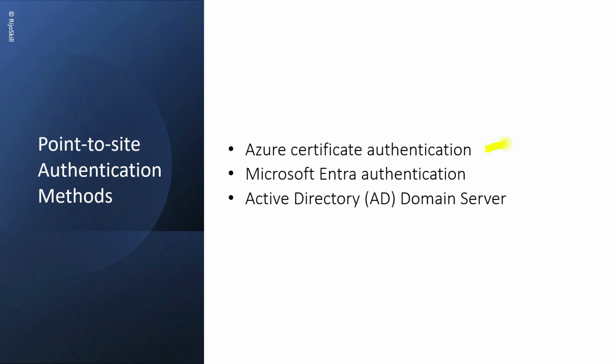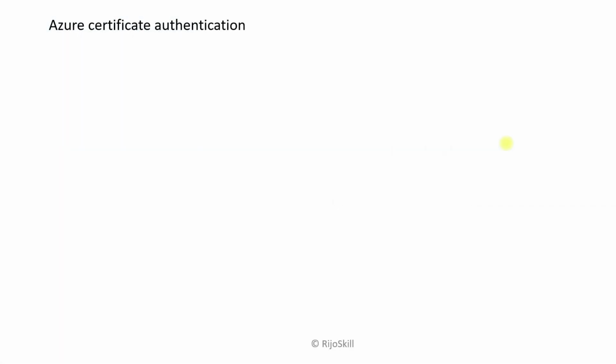Okay, this Azure Certificate Authentication. So you need to understand Azure Certificate Authentication. Azure Certificate is used for the point-to-site authentication. You need to verify the correct device is connected to your virtual network. So we are using it for the authentication method.